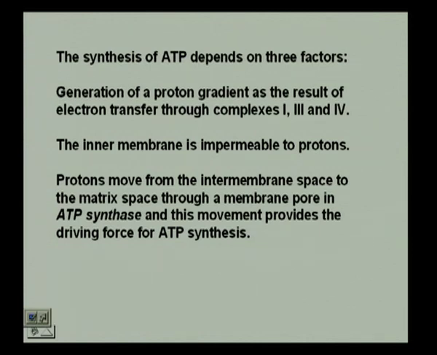So, what you have to do to maintain that high concentration for the production of ATP is pump the protons from the matrix to the intermembrane space. The protons then move from the intermembrane space to the matrix space through a membrane pore, because the membrane itself is impermeable to protons. Now, what do we mean by a membrane pore?